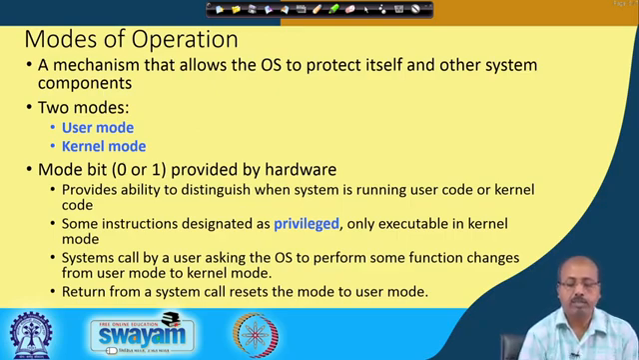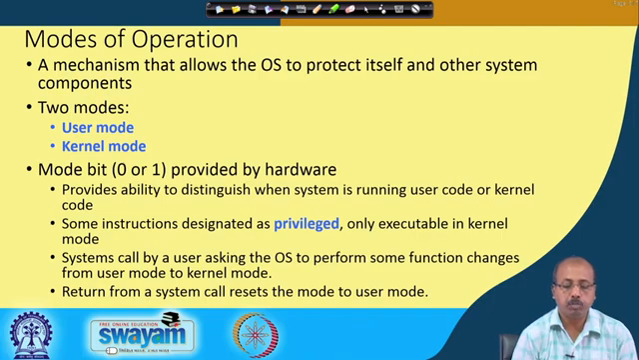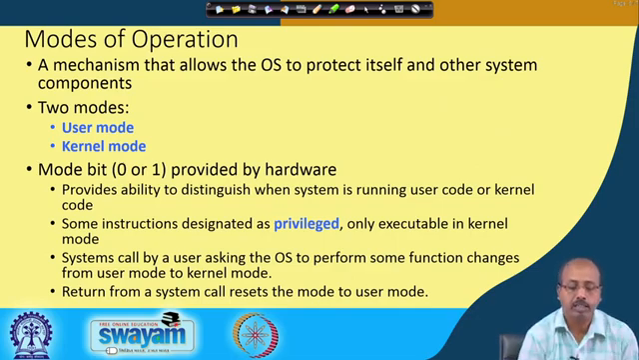One very simple type of implementation may be that if the mode bit is 0, it may be executing the program in user mode. If the mode bit is 1, it is executing in the kernel mode. The difference between user mode and kernel mode is that kernel mode execution is much more protected. There may be certain portions of memory which can be accessed only in the kernel mode, not in the user mode.